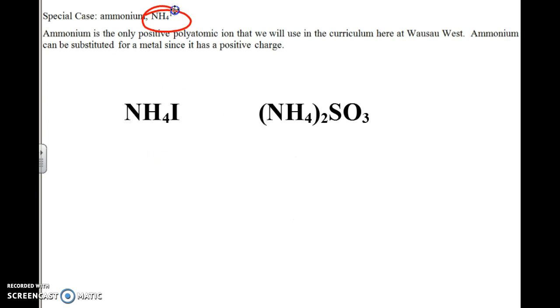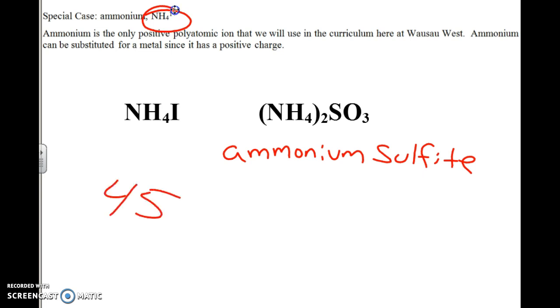In this next problem, again, we have ammonium. And if we look, we find that we actually have two polyatomic ions. We also have number 22, which is sulfite. And that's how you do that problem. You now have all the knowledge that you need to go ahead and do page 45. See you later.